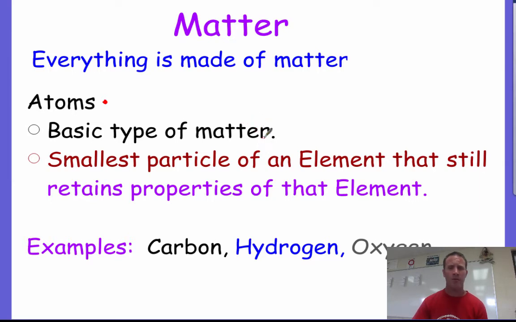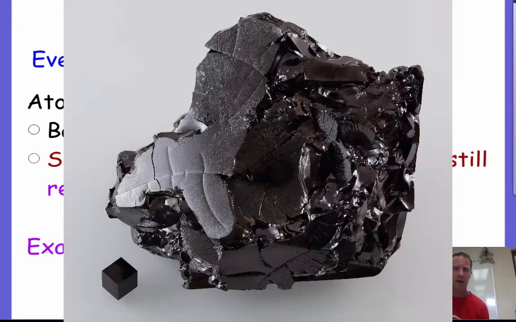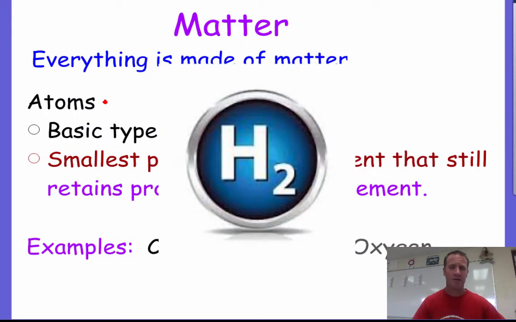Remember that an atom is smaller than an element. An element is made of atoms. An atom is the smallest particle of an element that still retains properties of that element. So in other words, carbon atoms have properties of carbon, the element. Hydrogen has properties of hydrogen, and so on.